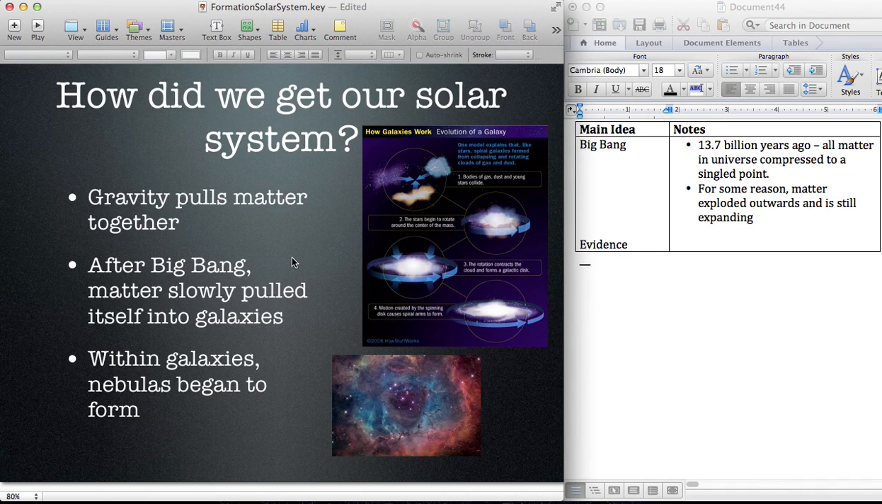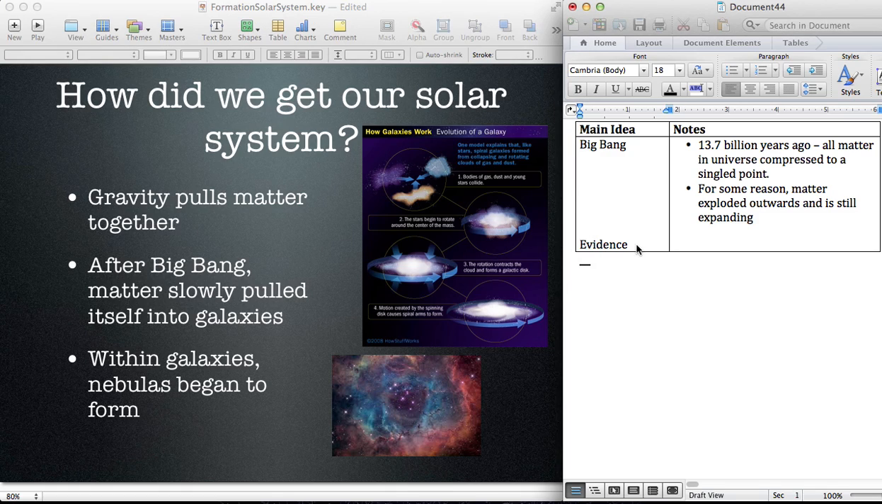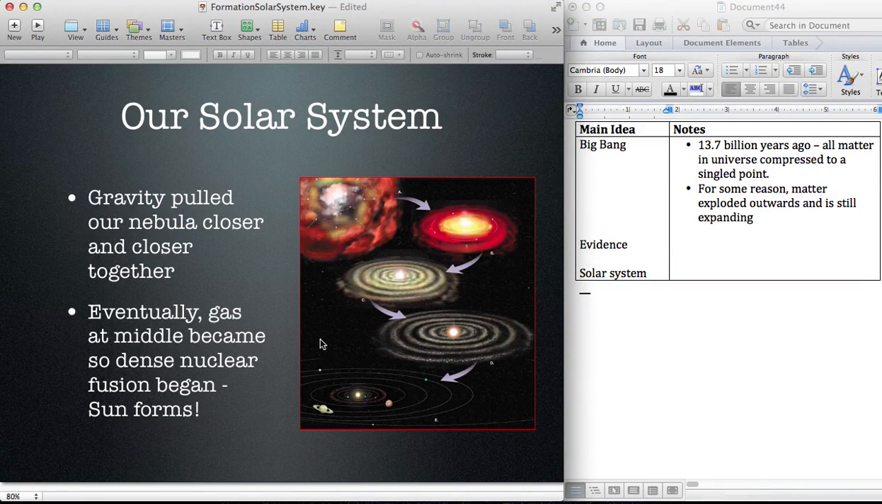So then how did we get our solar system, right? So we have all this matter expanding through space, right? After the Big Bang, this matter starts to slowly pull itself together into galaxies, all right? And within galaxies, nebulas begin to form. Right? So in the Milky Way galaxy, the nebula that eventually became our sun started to form. Gravity pulls our nebula closer and closer together. Eventually, the gas in the middle becomes so dense that nuclear fusion begins. Right? Just like the formation of any other star. We have a proto-sun, and now we have our sun in the main sequence.